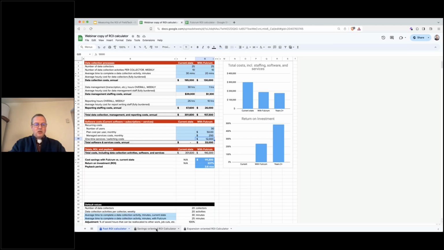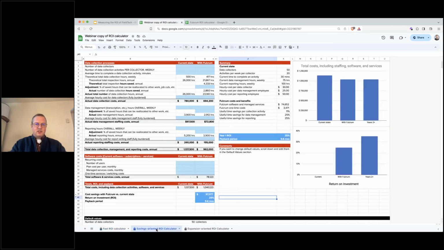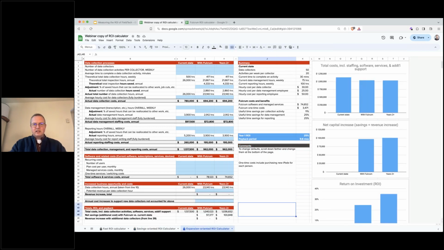I would note that in this spreadsheet, there's a savings-oriented one that is much more detailed. We can talk through that if you want to, obviously not today. And there's also one here that you can look at that is expansion-oriented. In other words, if you're trying to say, I don't want to just save money, I actually want to improve the business that I'm getting. There's a whole other section here about increased business opportunity and costs that you can also fill out to see what your ROI is going to be.